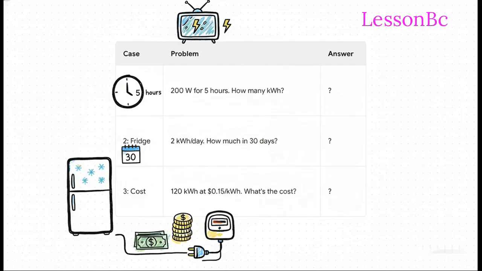Case number 2. Your fridge uses 2 kilowatt hours every single day. How much energy does it use in a 30-day month? And the final case. If your electricity costs 15 cents per kilowatt hour, what's the bill going to be for using 120 kilowatt hours? Go ahead, take a moment, do the math.